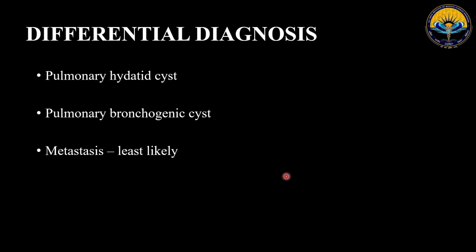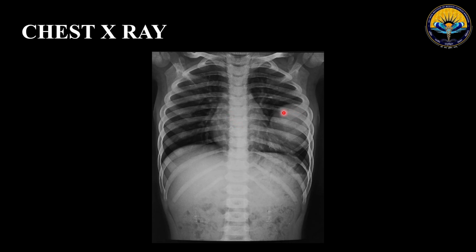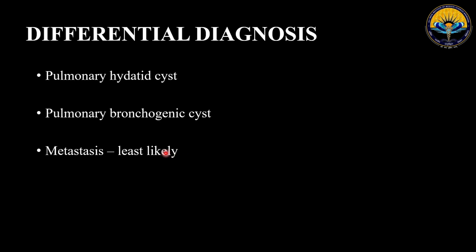So considering these findings, our differential diagnosis: the first possibility is a pulmonary hydatid cyst. The second possibility is a pulmonary bronchogenic cyst. Third will be metastasis. It is very rare and least likely because on the chest X-ray, as we see, the overlying rib appears normal. There is no evidence of rib destruction or erosion, and no widening of the intercostal spaces, suggesting that metastasis is least likely.